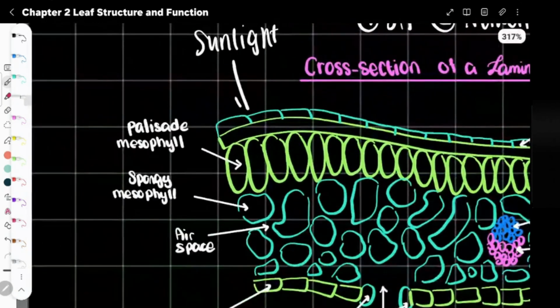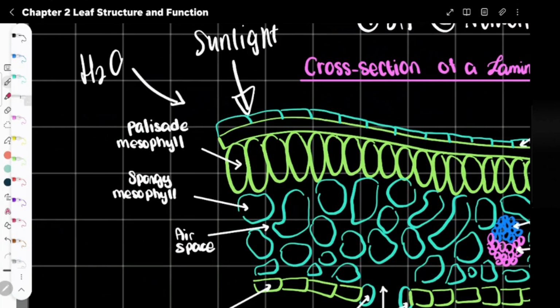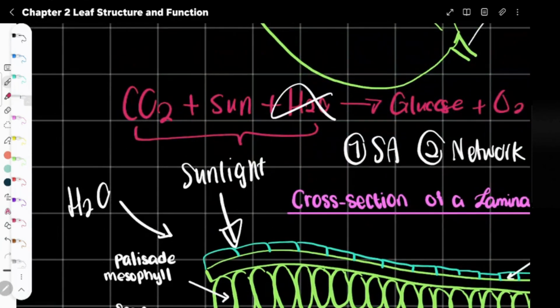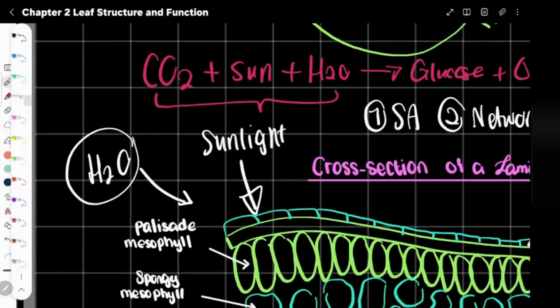We need sunlight. Yes, we do need sunlight. We need water as well. But we already got water. Just now I said we don't get water, so what do I mean by we already got water? Common sense.